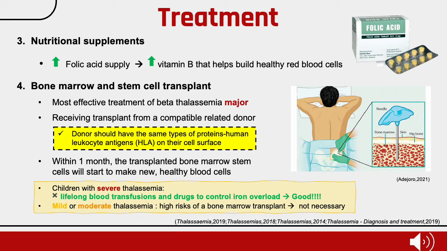The third treatment is nutritional supplements. By increasing the folic acid supply to patients, vitamin B level will increase to help build healthier red blood cells. The last treatment that I want to introduce is the bone marrow and stem cell transplant. It's the most effective treatment for beta thalassemia major.